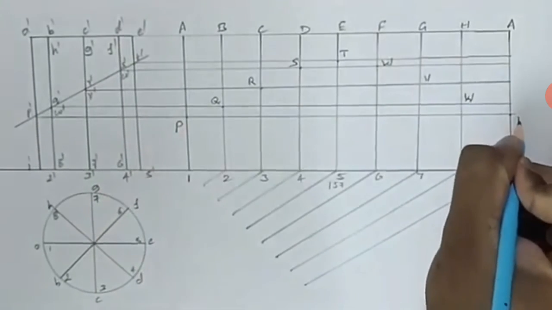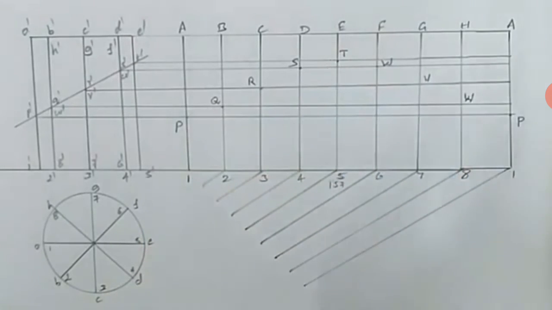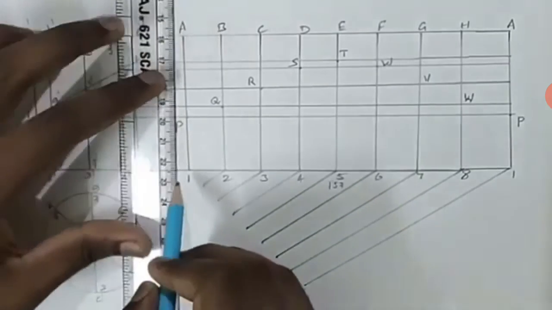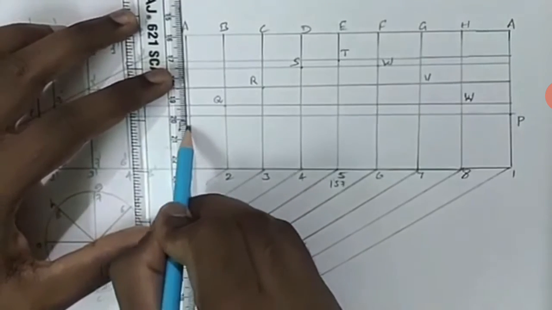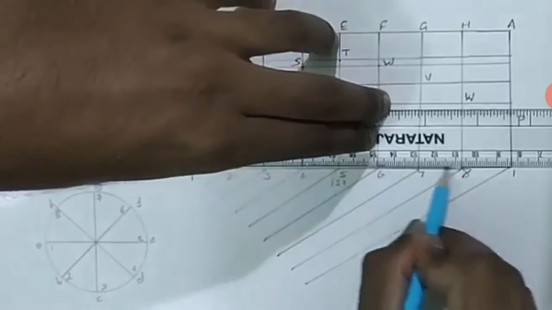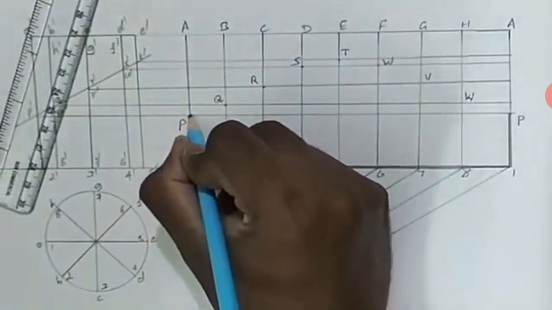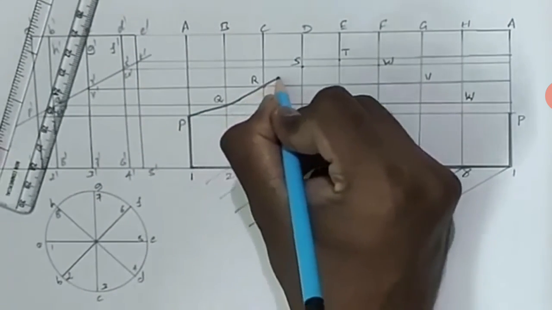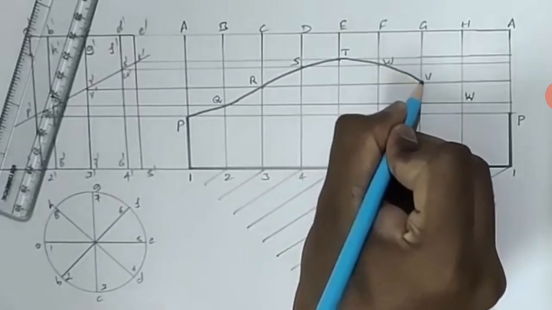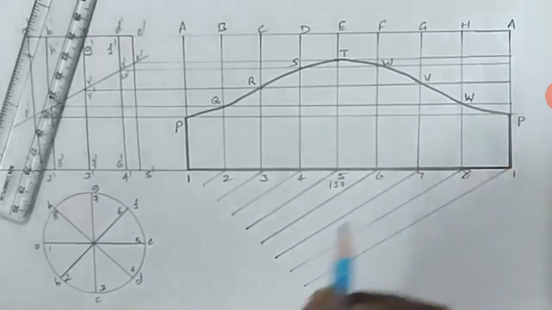So this is the cylinder. Join all the points with a French curve and make all the points dark. Make the remaining portion dark, all lines, and join with curves, smooth lines and curves. So this is the required answer to your question. Thank you.